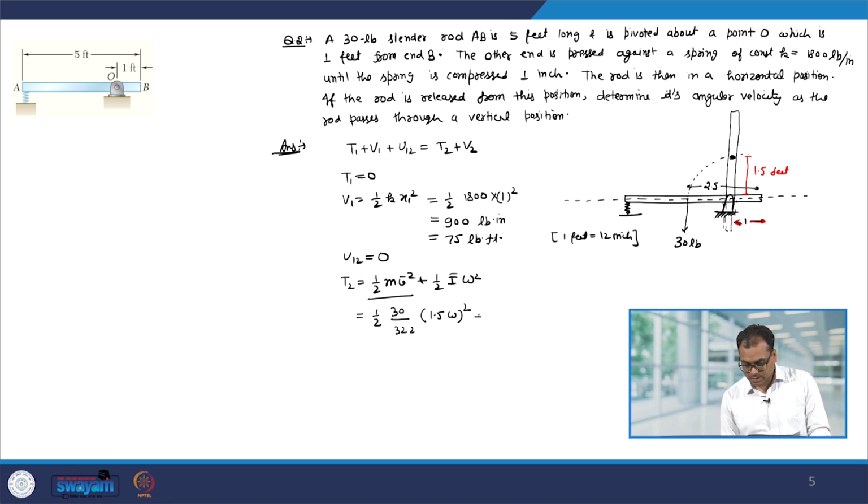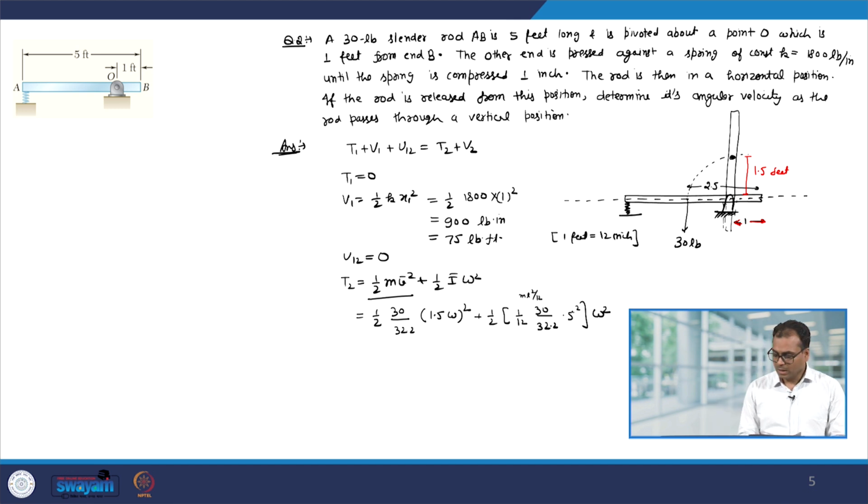So, R is 1.5 into omega square, plus half I, the moment of inertia of the rod about the center of mass, which will be m L square divided by 12, where L is the length of the rod. So, we have 1 by 12, mass is again 30 divided by 32.2 into L square. Now, the length of the rod is 5 feet. So, that will be 5 square. So, this is my moment of inertia into omega square. Now, this can be simplified and it comes out to be 2.019 omega square.